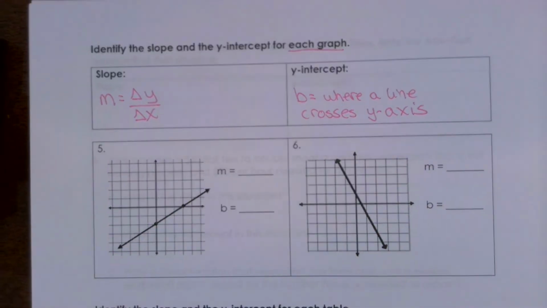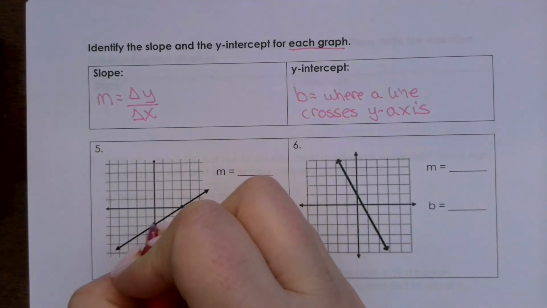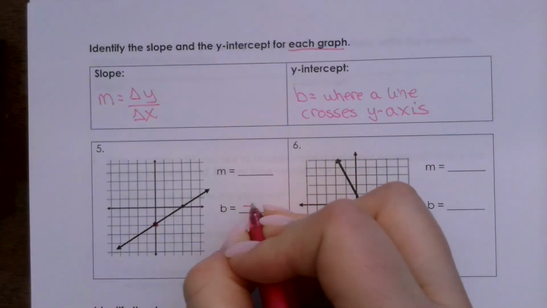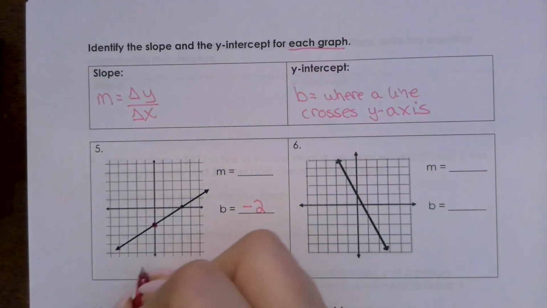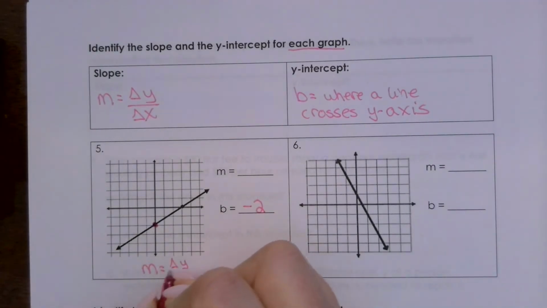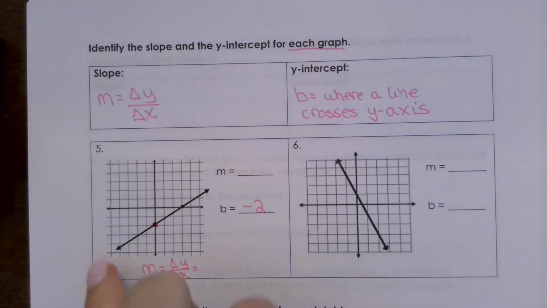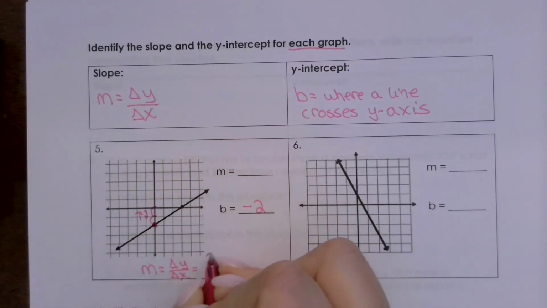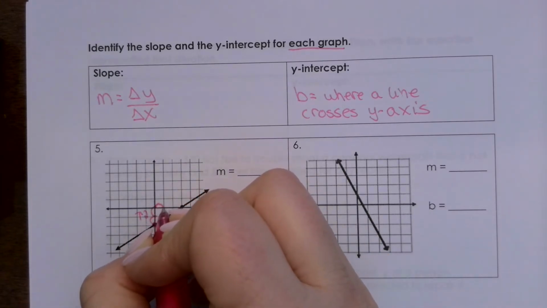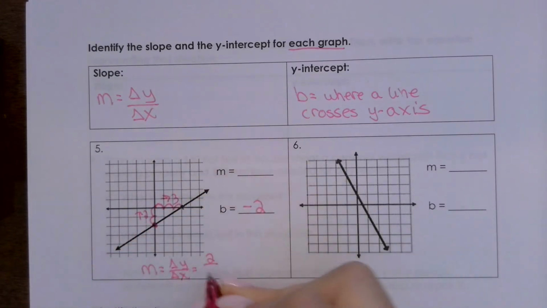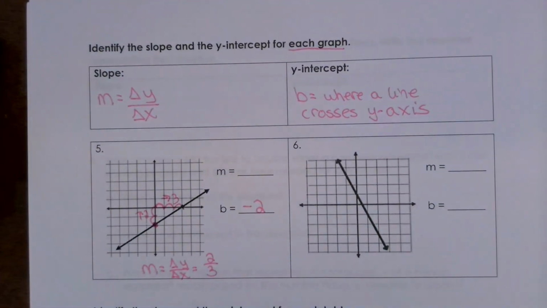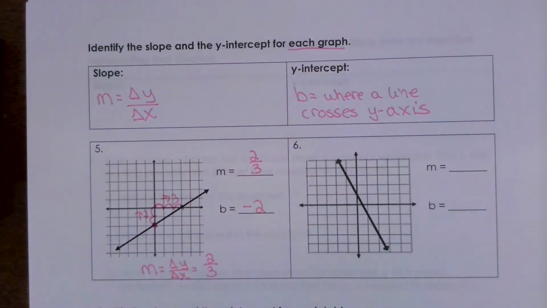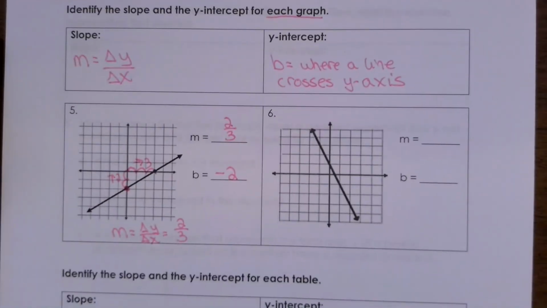So b for me is always easiest to identify. Here's where it's crossing the y-axis. Looks like negative 1, negative 2. Let's look at my slope. M equals the change in y over the change in x. Looks like it's going to be a positive slope, and I'm going to go up 1, 2. So that's a positive 2. Over to the right, 1, 2, 3. I can't simplify 2/3, and it looks like my slope is 2/3.